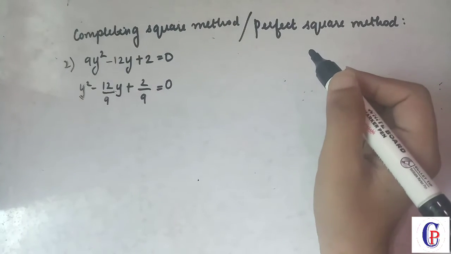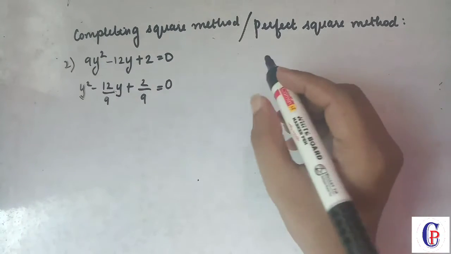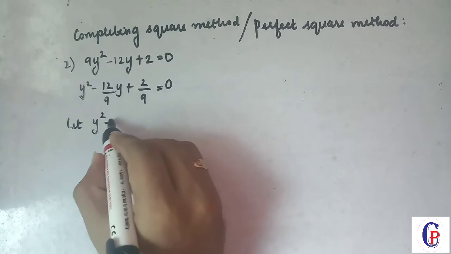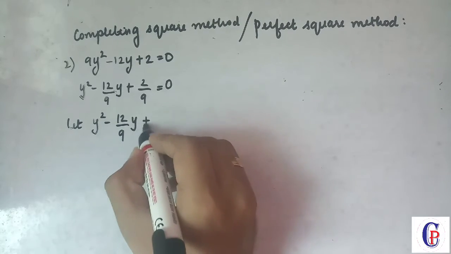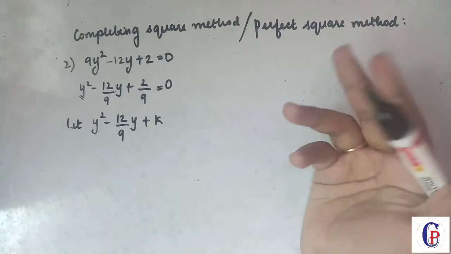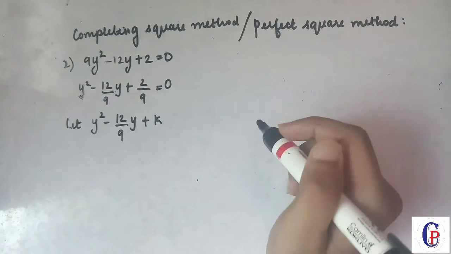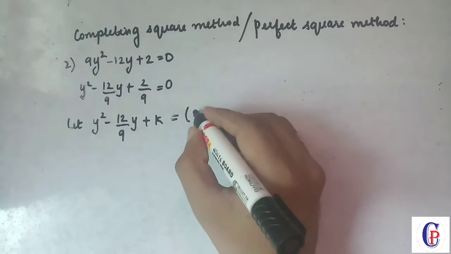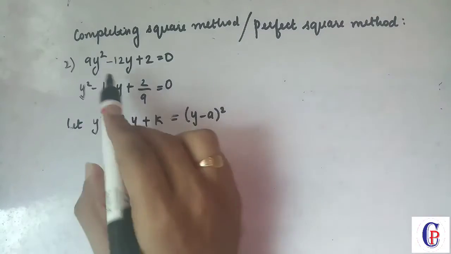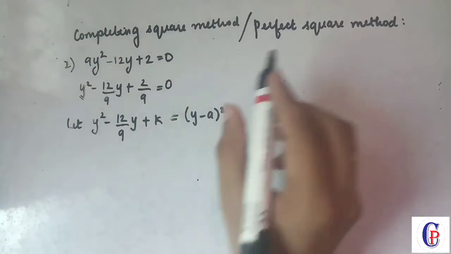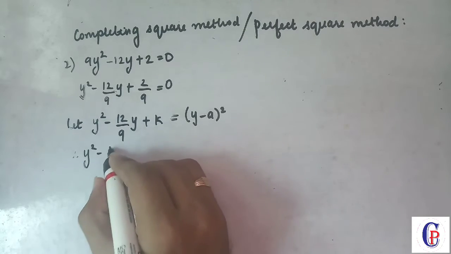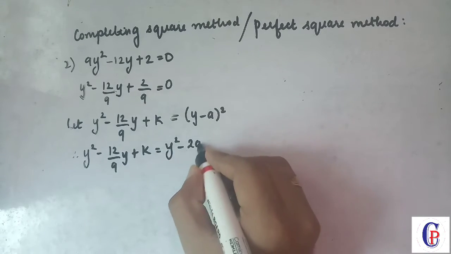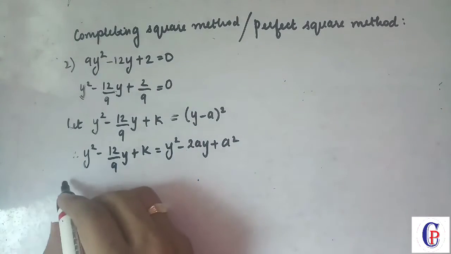Got it? Now the next step is you will write y square minus 12 upon 9y plus k. Okay, plus k, that is plus something, we don't know what we should add so that this becomes a perfect square, is equal to, now instead of x minus a we will write y minus a, because the variable used in the question is y. So from this we get y square minus 12 upon 9y plus k equal to, open this bracket, y square minus 2ay plus a square.